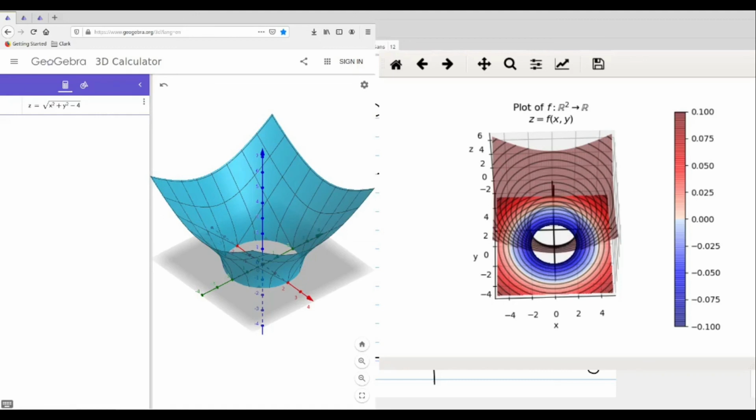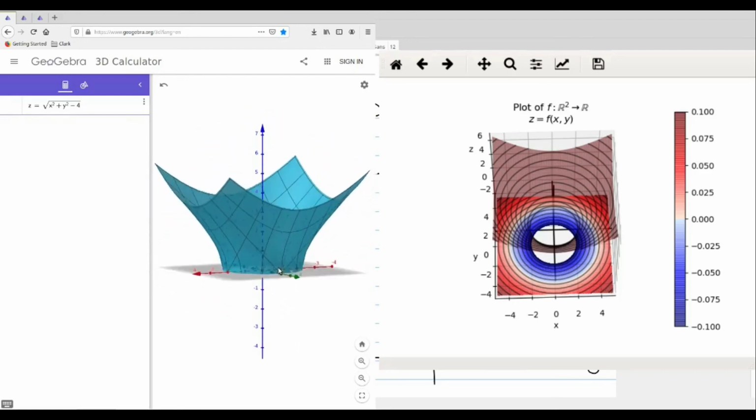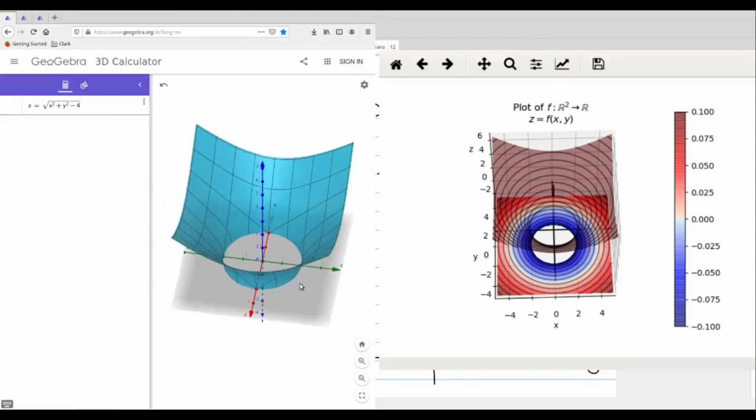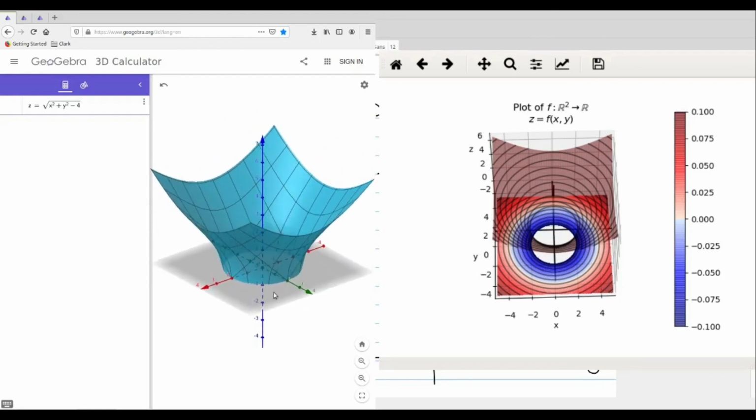You can see what I've entered into GeoGebra. I've entered in exactly this: z equals the square root of x squared plus y squared minus 4, and you see exactly what I'm talking about. This is a plot of what's called the graph of the function. This is a big concept that we're going to be talking about, where at every single point in the xy plane, any xy point you choose, the z coordinate gives the value of the function at that point.